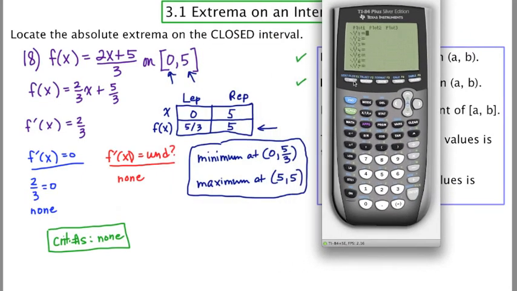So let's see, I'm going to go to the y equals screen, and I'm going to put in 2x plus 5 in a chunk, (2x plus 5) divided by 3. And I think I'm going to make it bold so you can see it a little bit better.